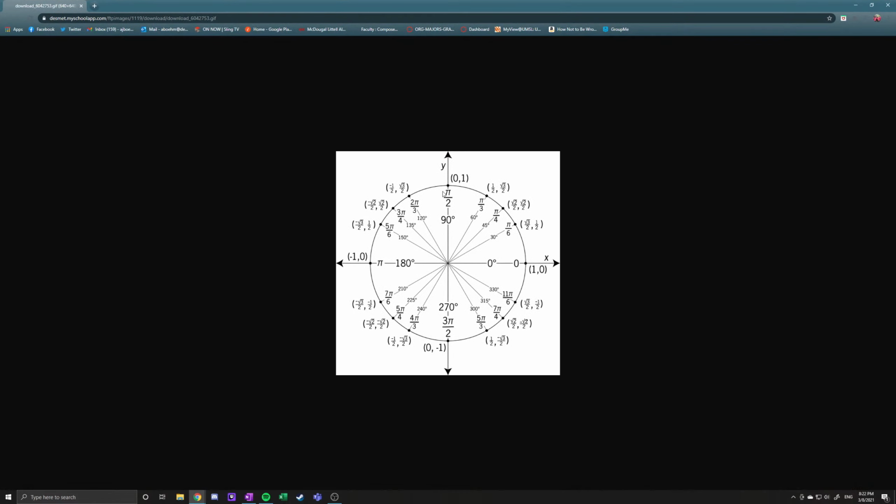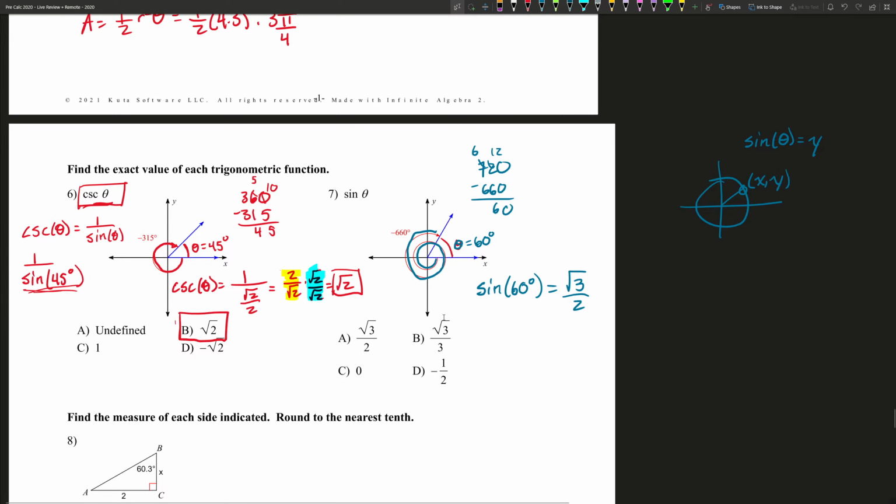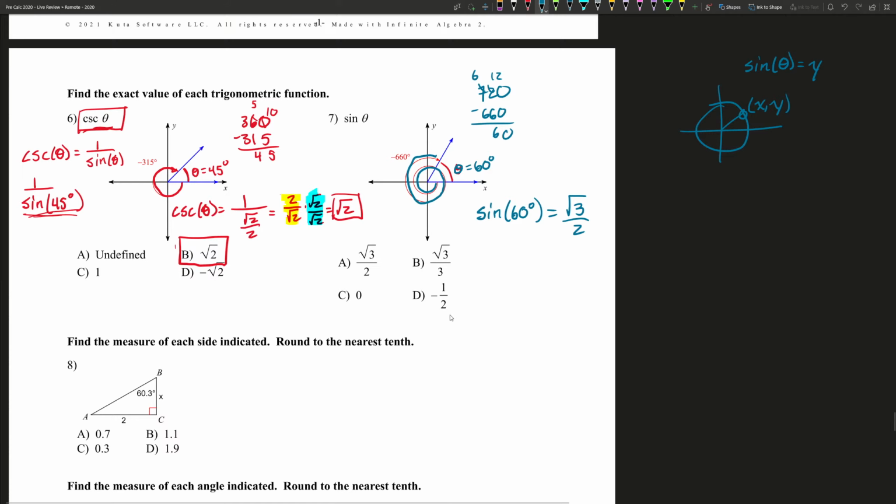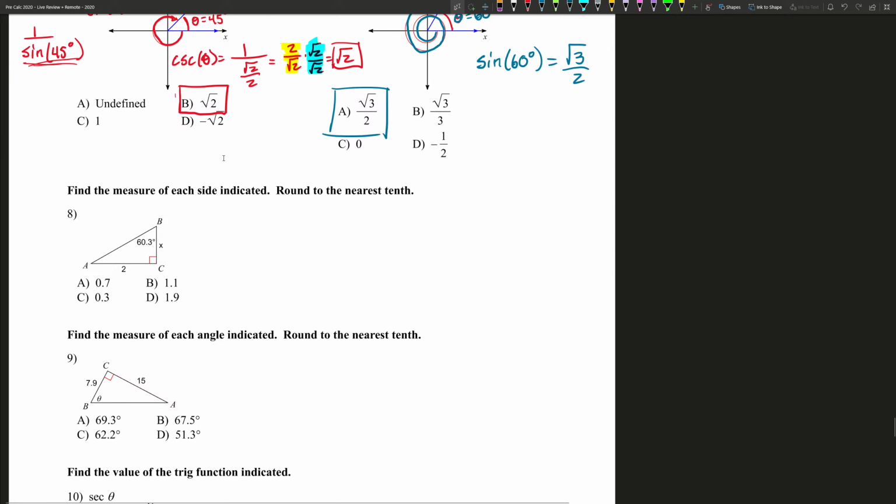Right, so again, we have sine of 60, so we go to 60 degrees. I don't know that you can see my mouse, but it's 60 degrees and then pi over 3. We're looking for that y coordinate. Okay, and that's all we're doing. So our answer here is part A, or answer A. Okay, so that's those two.